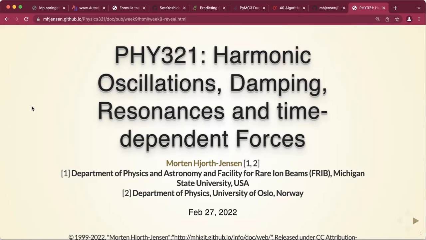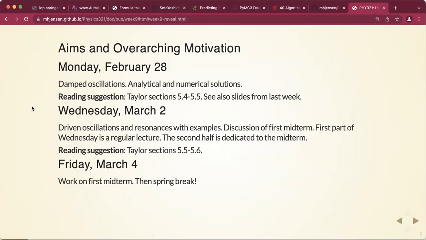But before we do that, let me just quickly remind you of what we are planning to do this week. We are going to look a little bit at driven oscillations on Wednesday, parts of Wednesday. And then the second half of Wednesday, we are going to look at the solution of the midterm. We are going to do the same thing on Friday as well, so that hopefully when Friday comes, you're basically set with what you need to do with the midterm. And then you can enter with peace in your heart into the spring break.